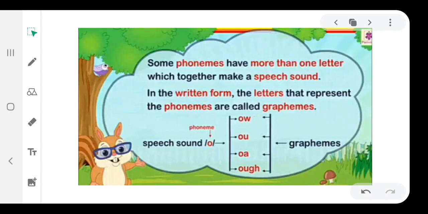For example, the letters O, W in bow, O, U in soul, O, A in boat, and O, U, G, H in dough make the speech sound O. Speech sound O is the phoneme. O, W; O, U; O, A; O, U, G, H are graphemes.